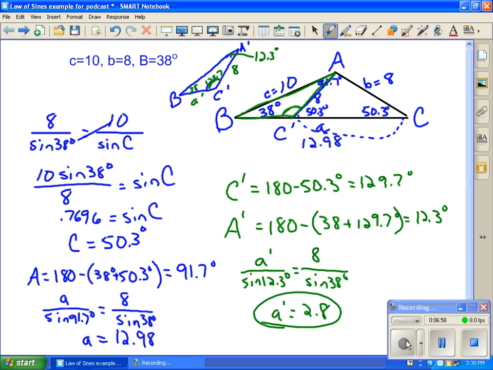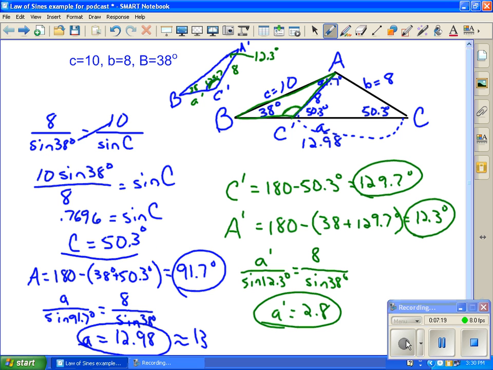So I'm going to have a side a prime, an angle A prime, an angle C prime for the small triangle. And then for the large triangle, we had side a, which you could say is about 13 if you'd like to round that, and angle A and angle C. That is how you do the law of sines when there are two sets of answers.